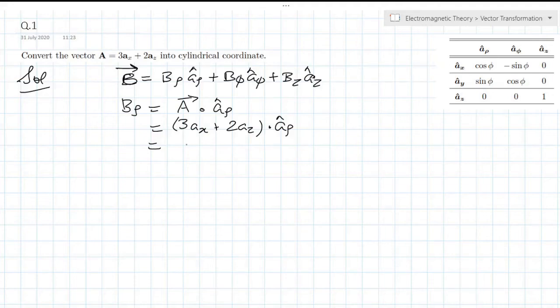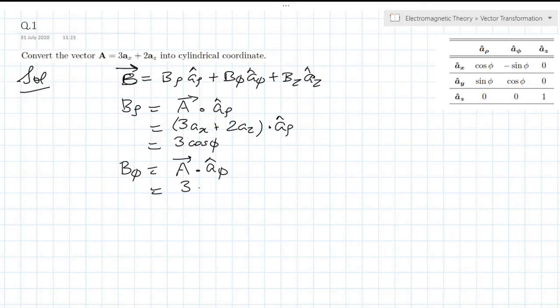So ax dot A rho is cos phi. So we will write 3 cos phi, and then the second multiplication is az dot A rho. So az is here, A rho is here. So our answer will be 0. So you will write it, 2az dot A rho will be 0. So let us skip it. Then the second coefficient is B phi. Again multiplying this complete vector A with the A phi direction.